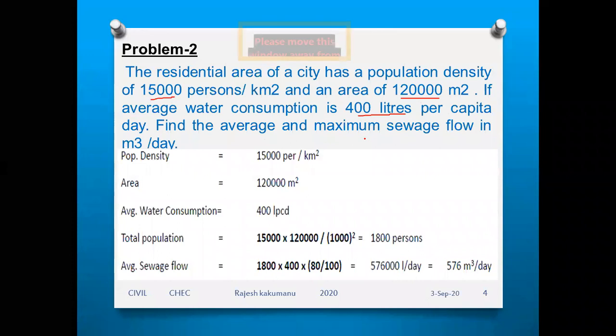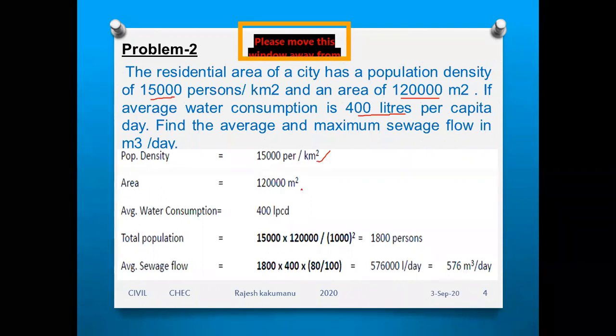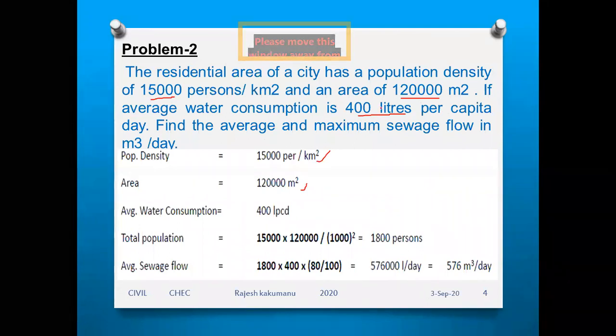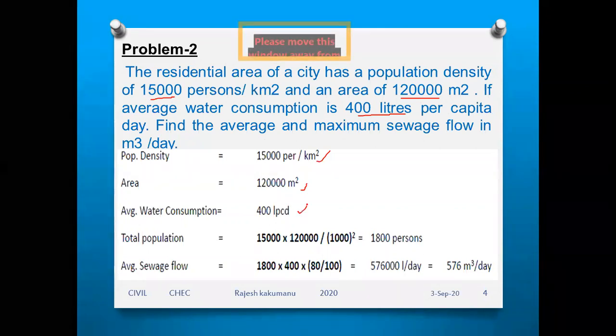Now applying the formulas. So what is the given data? First thing, the given data is the population density. The population density is equal to 15,000 per kilometer square. Write this given data, 15,000 per kilometer square. What is the area A? The area is 1,20,000 meter square. What is the average water consumption? It is called LPCD, liters per capita per day. So the water consumption is 400 LPCD.